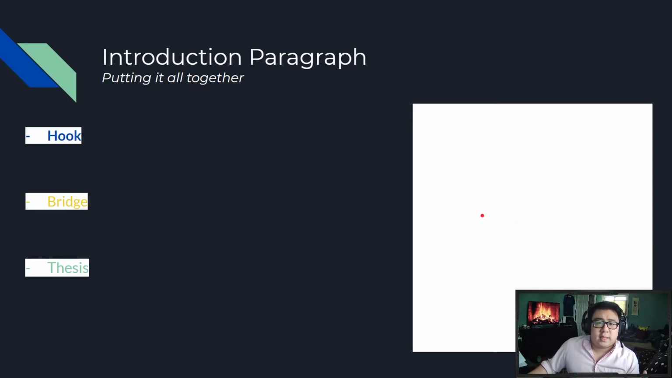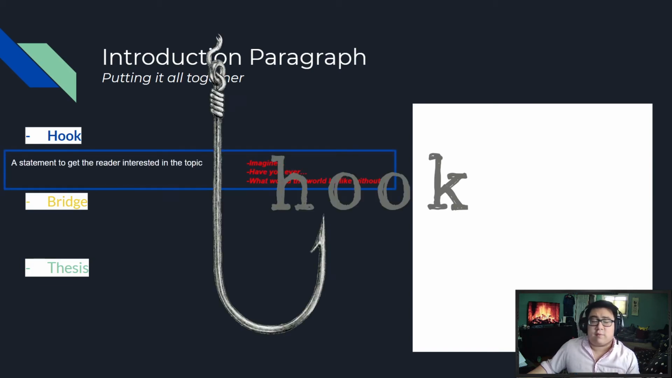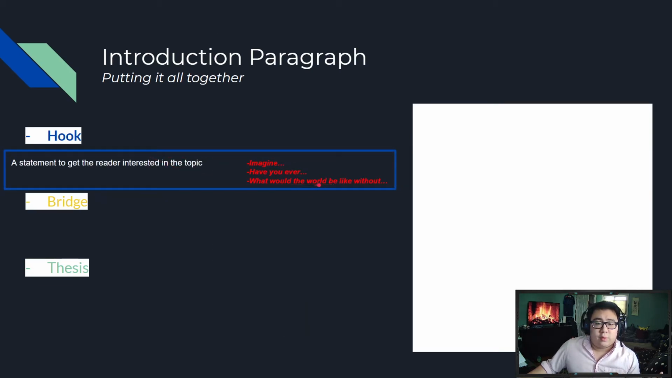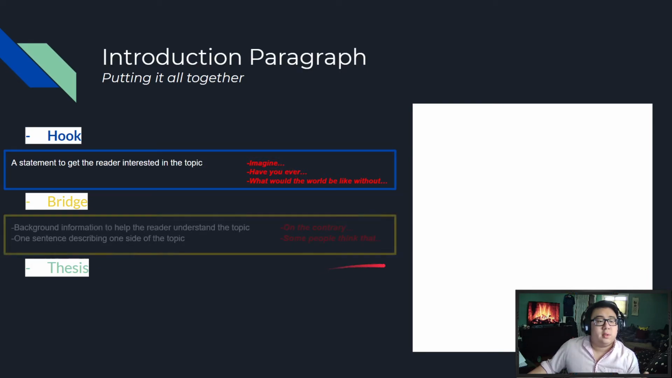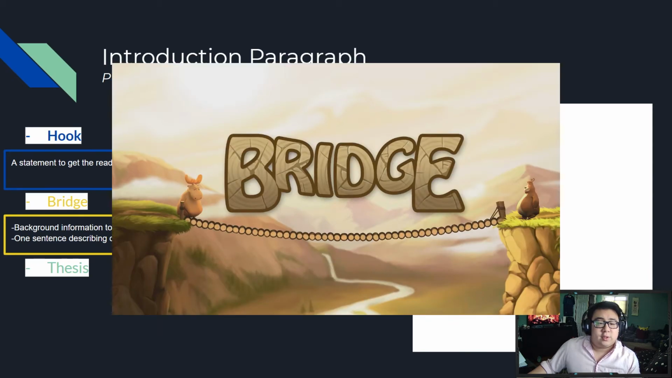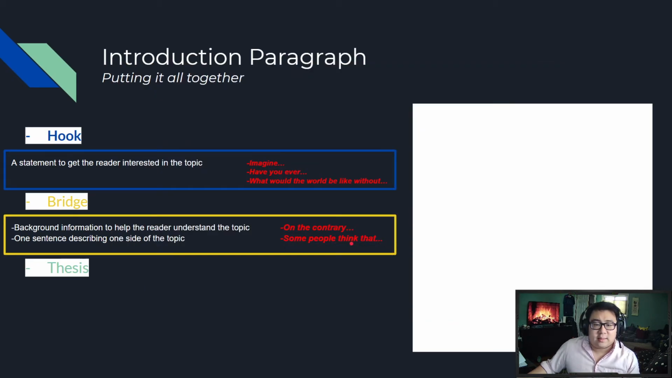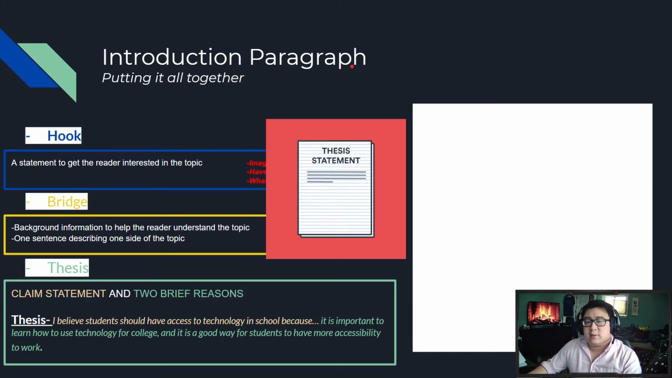So let's put all this together for our introduction paragraph. Whatever topic you're going to be working on is going to be different from mine, but the skills and how we're going to write this is very similar. First, we start off with a hook. What would the world be like without? Have you ever imagined? I'm not sure which one of these you guys like best, but I'm probably going to go with imagine. Then we have our bridge. Some people think that is my favorite sentence starter for this, and then I'm going to introduce my thesis. So let's get to writing it.